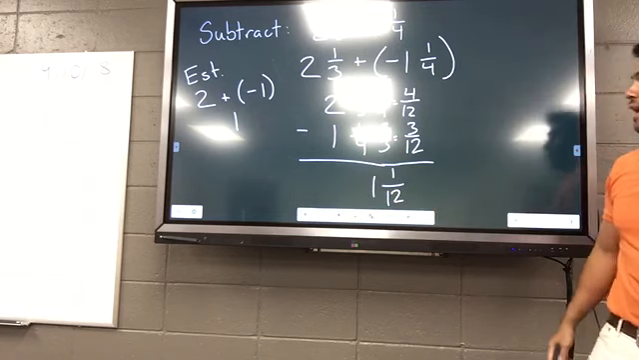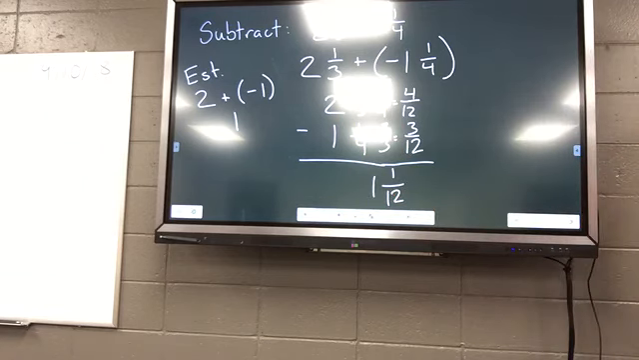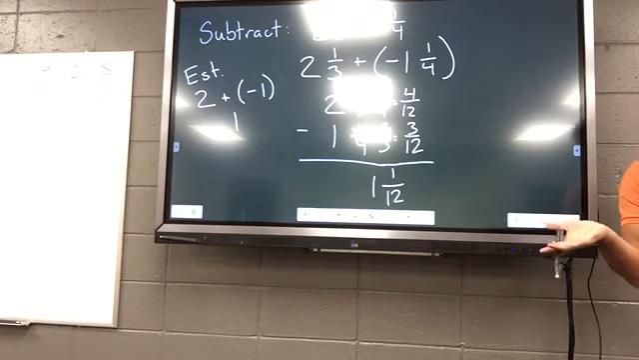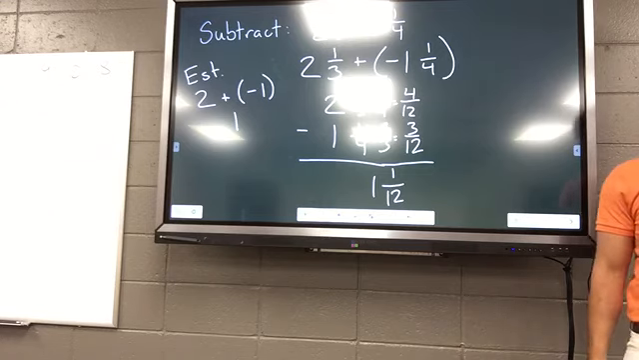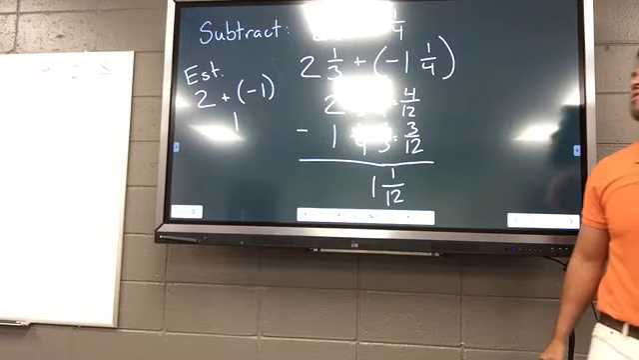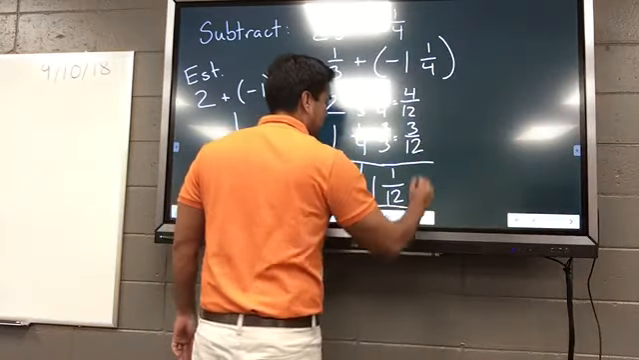And what's 2 minus 1? 1. Is my answer positive or negative? Somebody explain why. I think it's negative. I think it's positive. Well, it can't be both. So why, Gracie, is it positive? You're subtracting the smaller number from the larger number, and the larger number was positive, so you keep the sign of the larger absolute value.